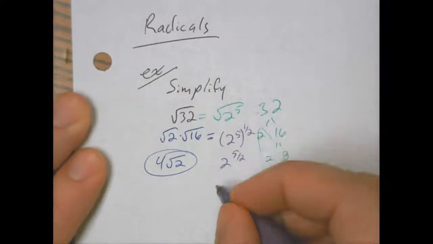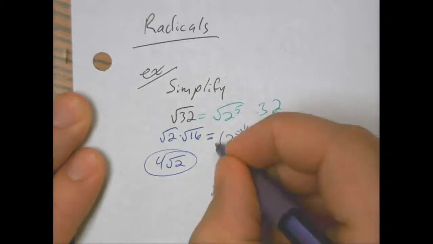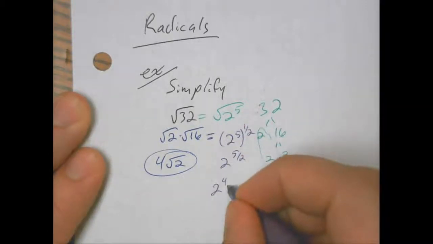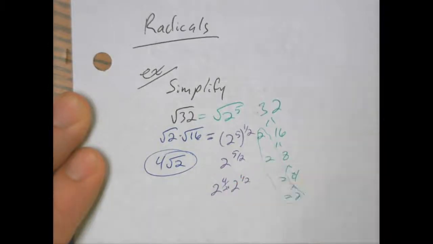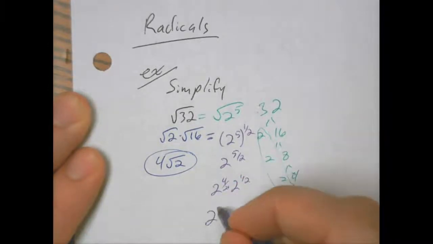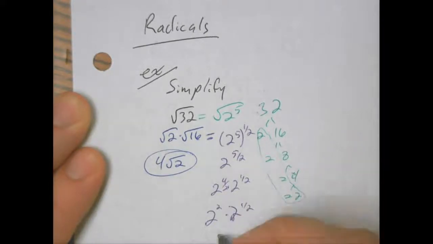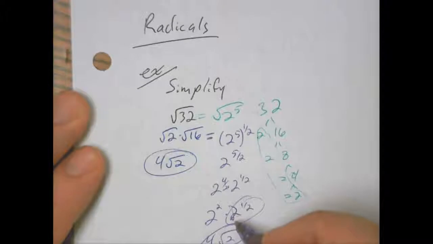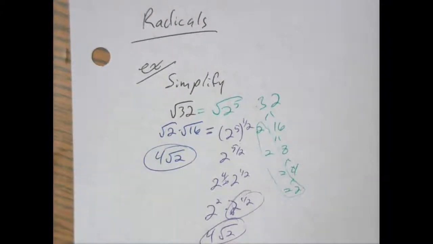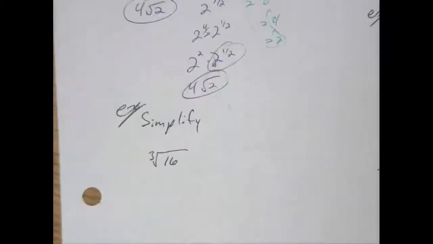So what that means is since I can break this up as 2 to the 4th times 2 to the 1/2, 4 over 2. 4 divided by 2 is 2, so 2 squared times 2 to the 1/2, which is 4 times the square root of 2, because I know 2 to the 1/2 is the same thing as the square root. Okay, so that's essentially what we're going to be doing, except we're not always going to have square roots.